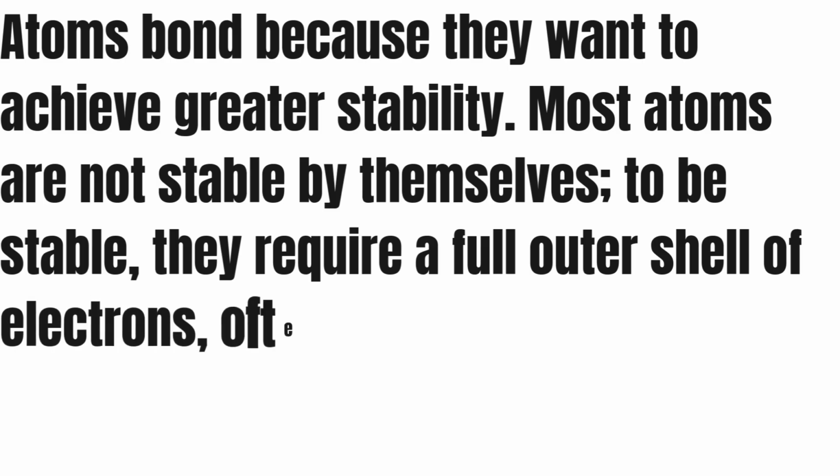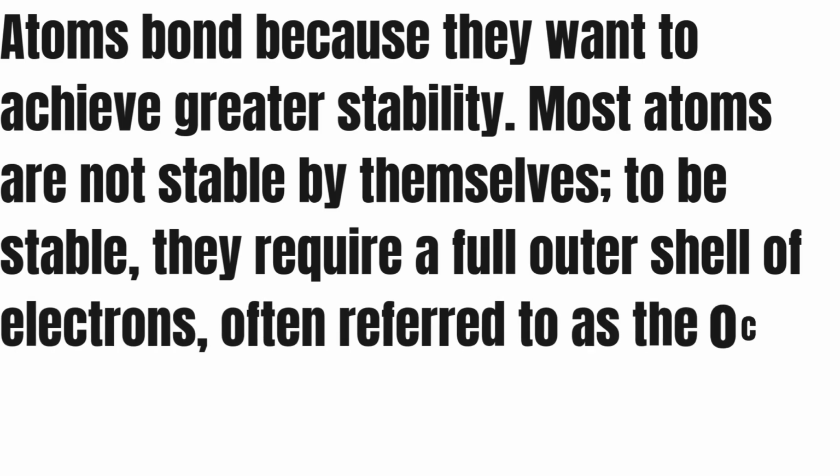We covered the octet rule in our previous video. The link to the video is displayed above. When atoms share, lose, or gain electrons, they reach that stable configuration. This process forms chemical bonds.